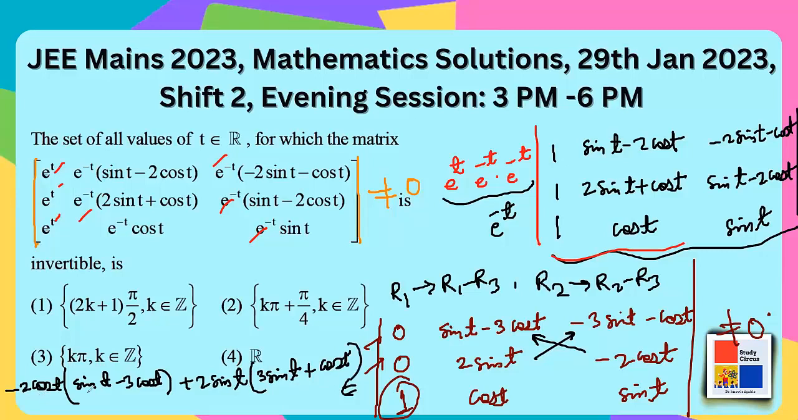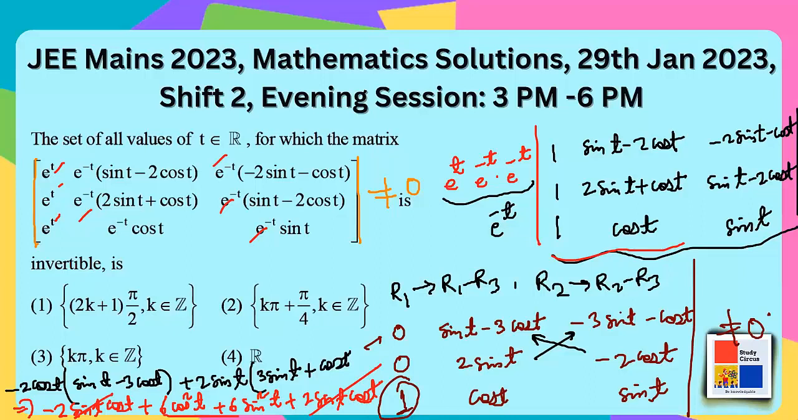Okay, so this simplifies to negative 2 sin t cos t plus 6 cos square t plus 6 sin square t plus 2 sin t cos t, right? So these two cancel here, and 6 cos square t plus 6 sin square t is simply 6, right? So the value of the determinant is coming out to be, this was there already, e to the power negative t and into 6. So this is the value of the determinant.